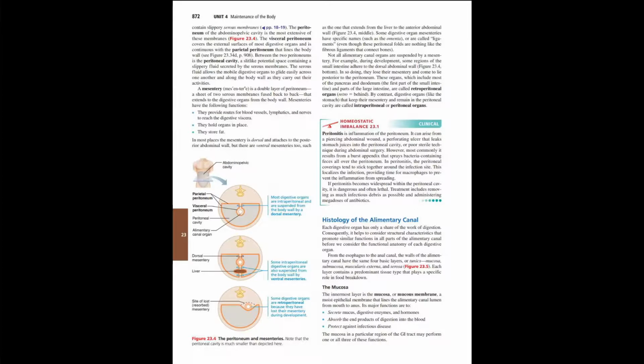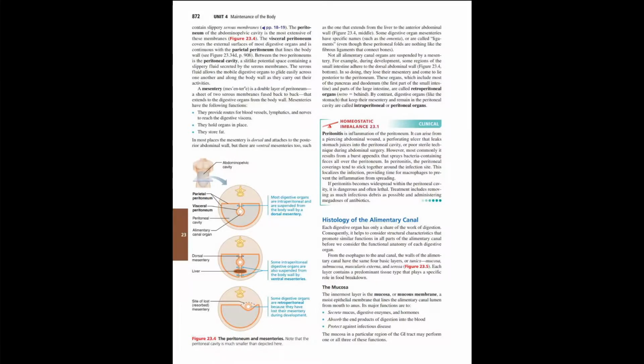The visceral peritoneum covers the external surfaces of most digestive organs and is continuous with the parietal peritoneum that lines the body wall. Between the two peritoneums is the peritoneal cavity, a slit-like potential space containing a slippery fluid secreted by the serous membranes. The serous fluid allows the mobile digestive organs to glide easily across one another and along the body wall as they carry out their activities.